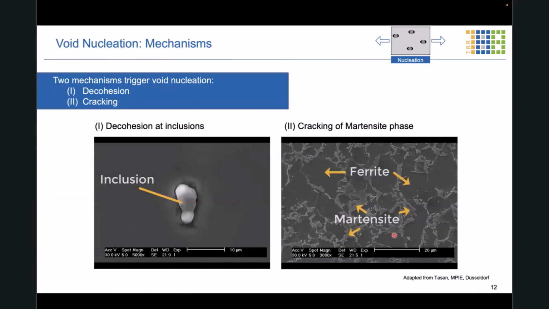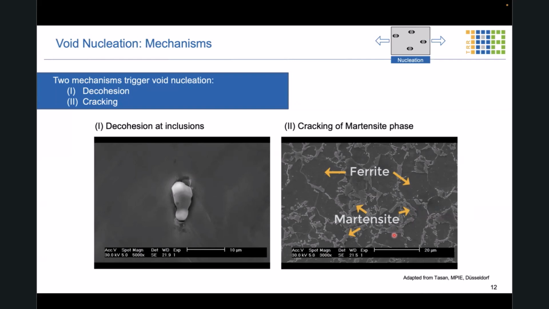Previously, you have seen the mechanism of decohesion that results in void nucleation. So it will be shown again over here. And indeed, we see a decohesion between the inclusion and the matrix, and that results in nucleation of a void.